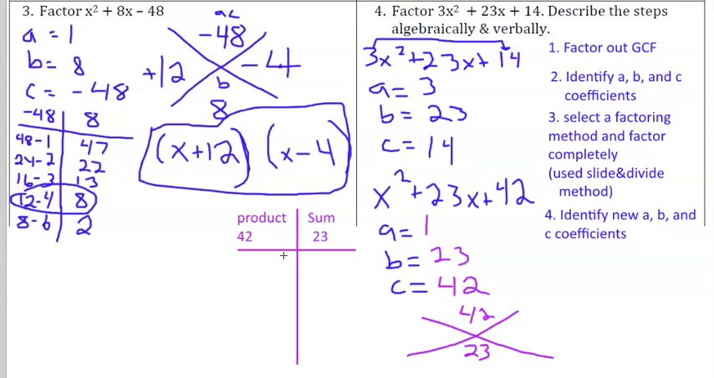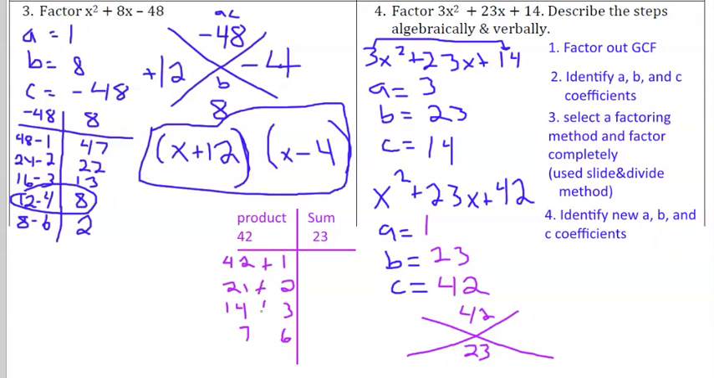So our factor pairs are 1 and 42, 2 and 21, 3 and 14, 4 doesn't work, 5 doesn't work, 6 and 7. And we already have 7, so we're done listing the factor pairs.